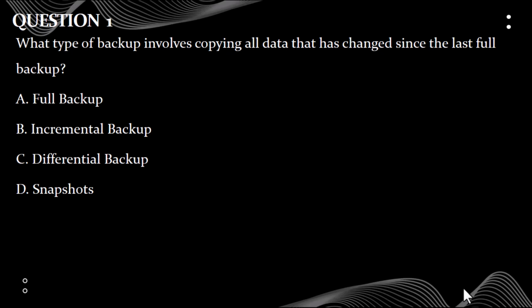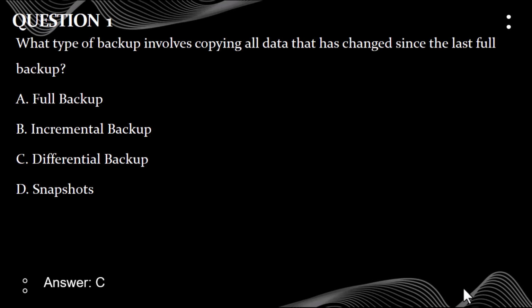Before we review the answer, we'll just give a brief explanation of the different types of backups that we have. A full backup copies all the data in the system regardless of any initial backups that have been done. It is a complete snapshot of all the files and data at the time of the backup. For an incremental backup, it only copies the data that has changed since the last backup of any type. Each incremental backup is smaller and faster, but it requires a sequence of backups for a full restore.